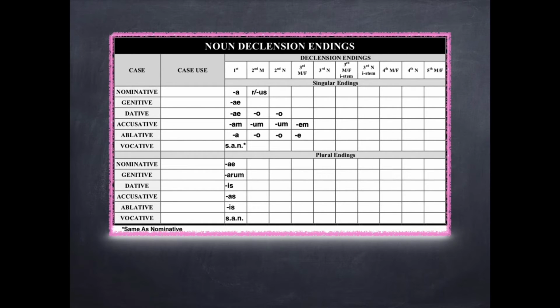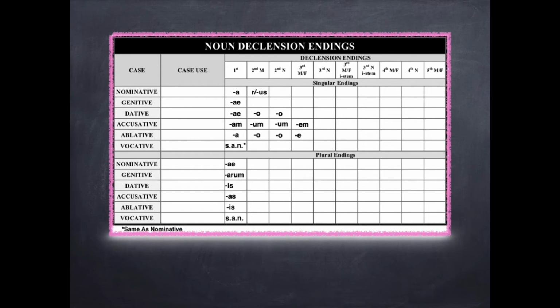You'll notice that I am not saying the vocative form because there is no ending listed for the vocative form. There is this abbreviation, S-A-N, which stands for same as the nominative. Vocative case nouns always look the same as the nominative form of the noun. Vocative singular looks like the nominative singular, and vocative plural looks like the nominative plural. There will be one exception to this rule, which we will learn about in a little bit.